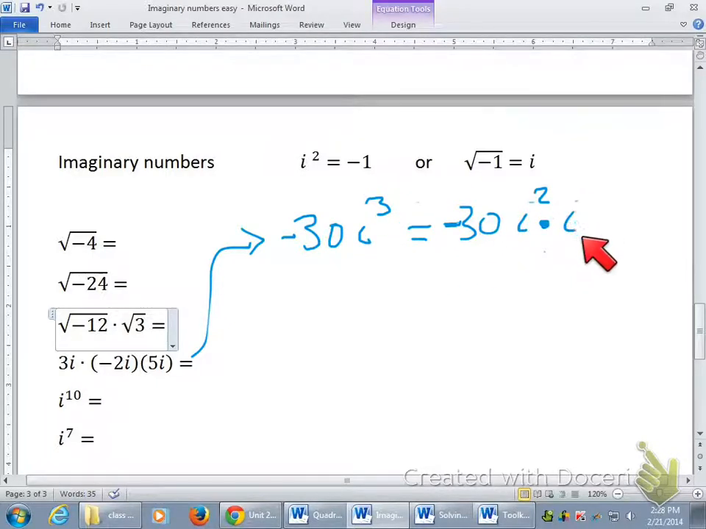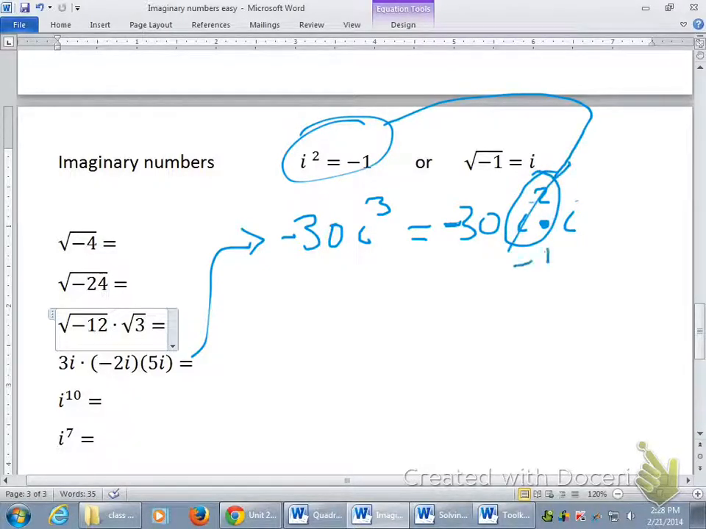Okay. Why do I like that? Go back up to the top. What is i squared equal to? So can I take an i squared out and put a negative 1 in its place? So right here, I'm going to take this out and put negative 1 in its place. And what's negative 30 times negative 1 becomes positive 30, doesn't it? My answer is positive 30i.